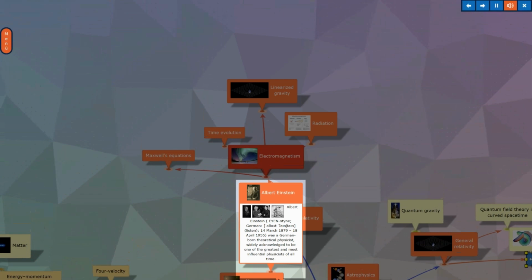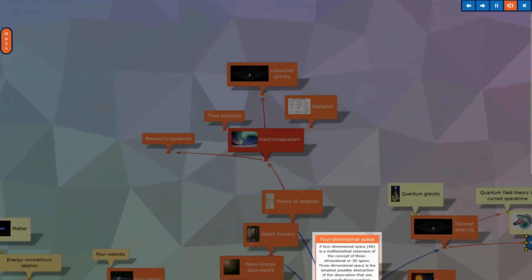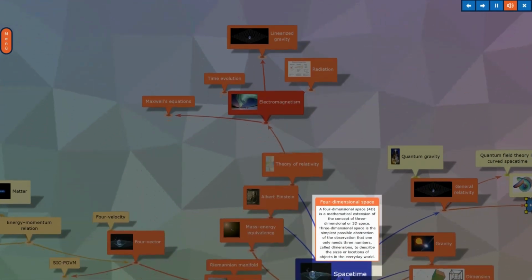Albert Einstein, 14 March 1879 to 18 April 1955, was a German-born theoretical physicist, widely acknowledged to be one of the greatest and most influential physicists of all time. Four-dimensional space. A four-dimensional space, 4D, is a mathematical extension of the concept of three-dimensional or 3D space. Three-dimensional space is the simplest possible abstraction of the observation that one only needs three numbers, called dimensions, to describe the sizes or locations of objects in the everyday world.